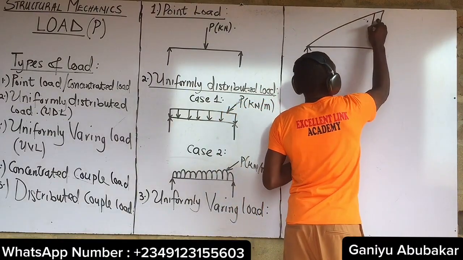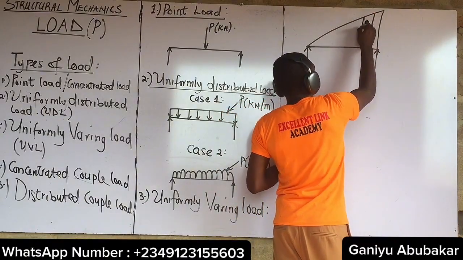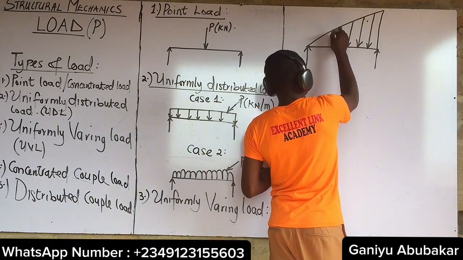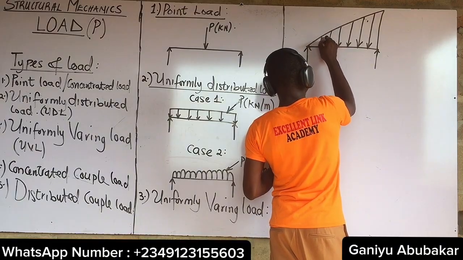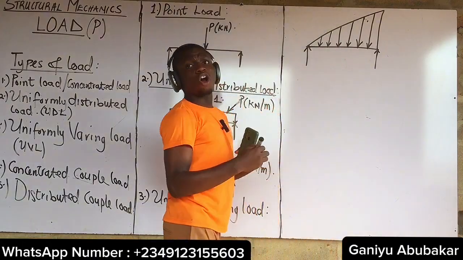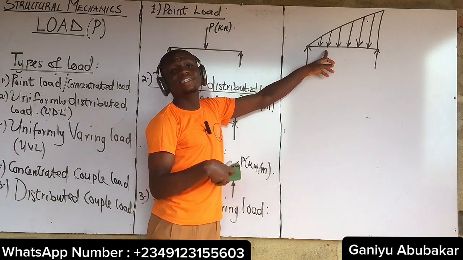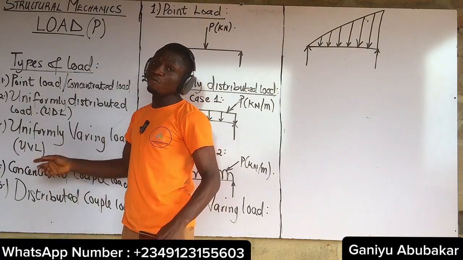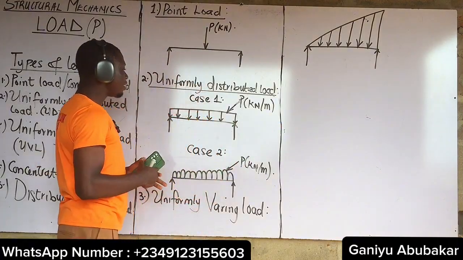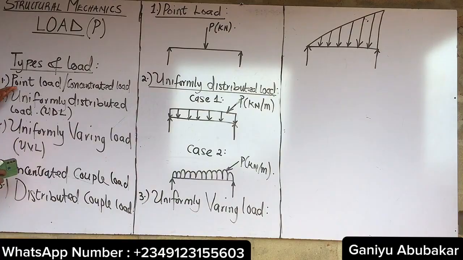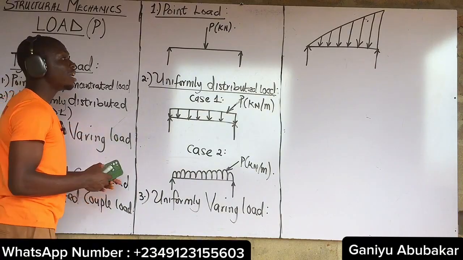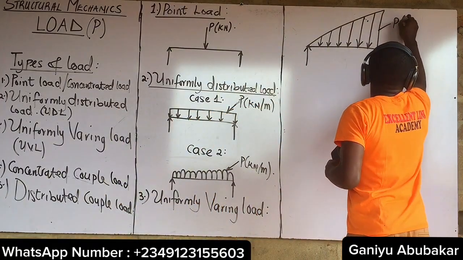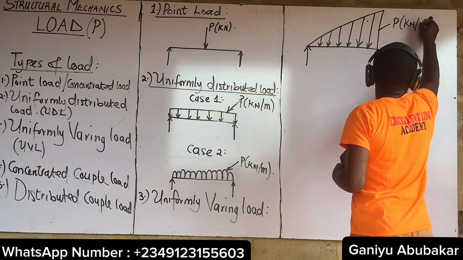This one here is a type of load. A form of what? Uniformly varying load. So the concept is simple. I'm talking about the uniformly varying load, UVL. These are the concepts behind the three major types of load and their diagrammatic expression, as you can see. Of course, this is a load P measured in kilonewton per meter.